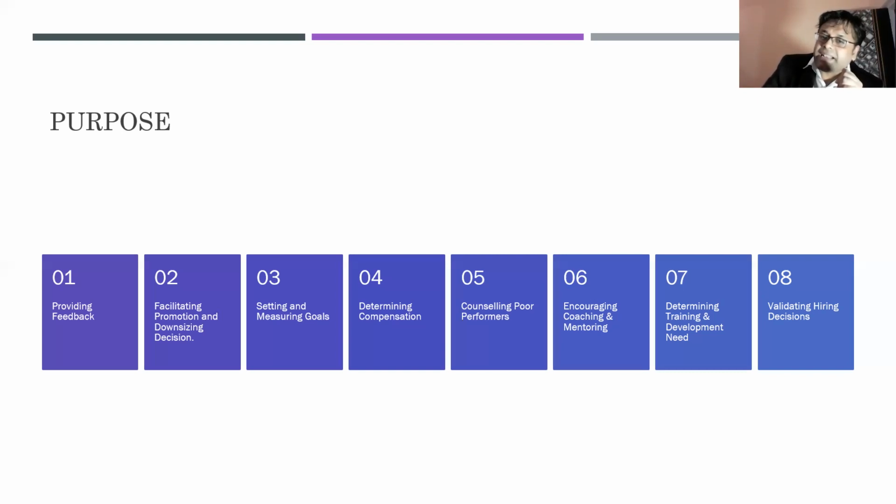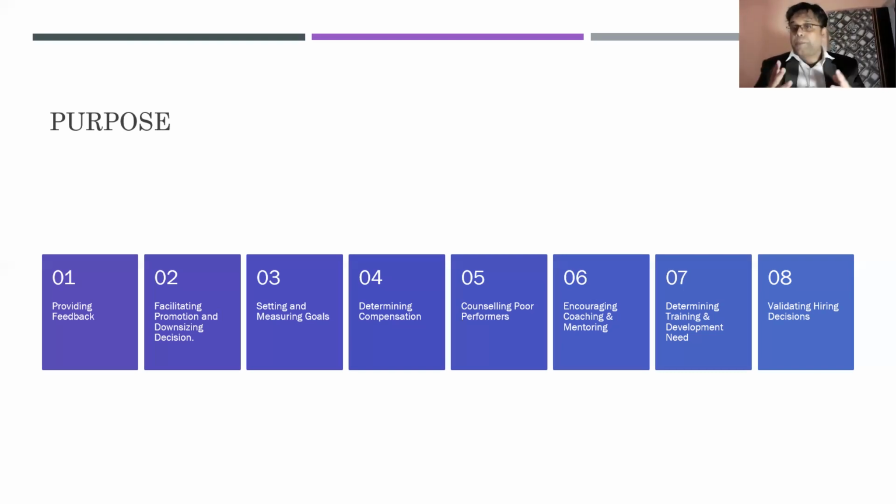Next one is encouraging and coaching. It is somehow related to number 5. Those people we have identified as not doing well, we can assign a mentor and a coach, so that you take advice from these people on how to improve your performance in these areas.